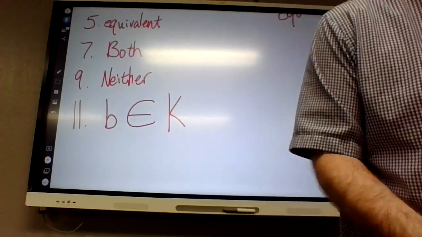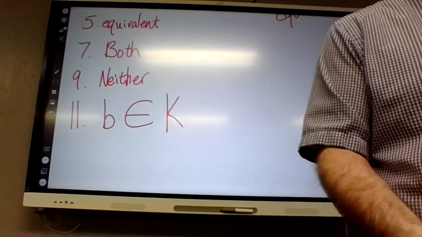Where does it show it in the book? Number 14 shows it. If you look at number 14.